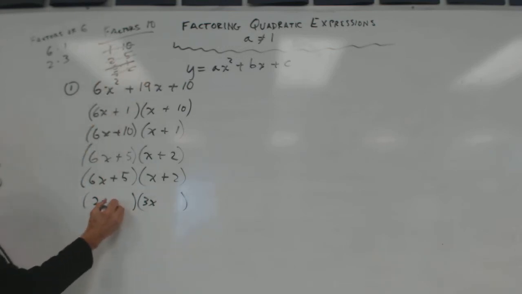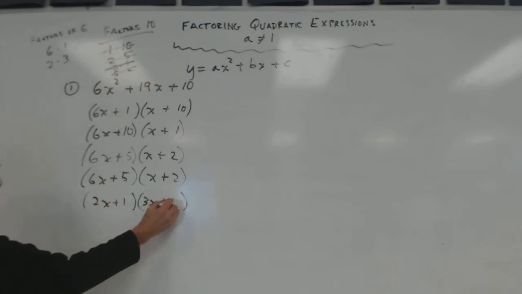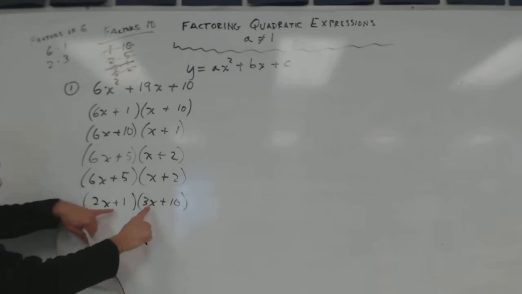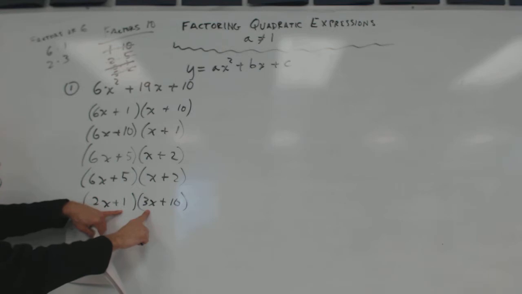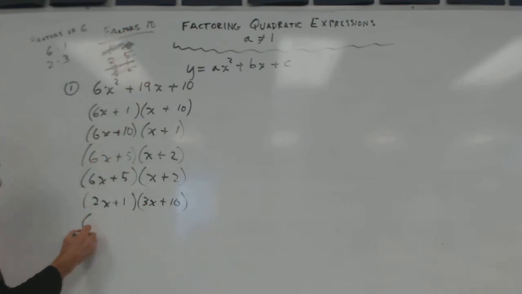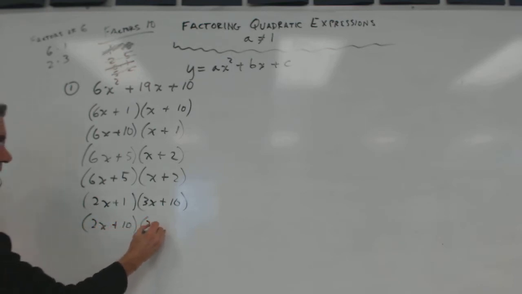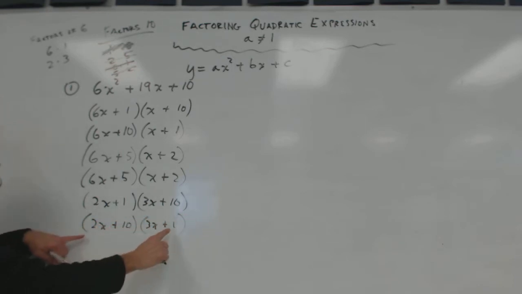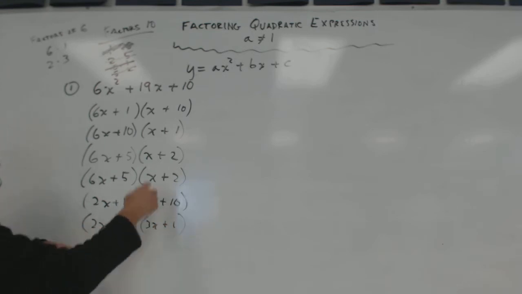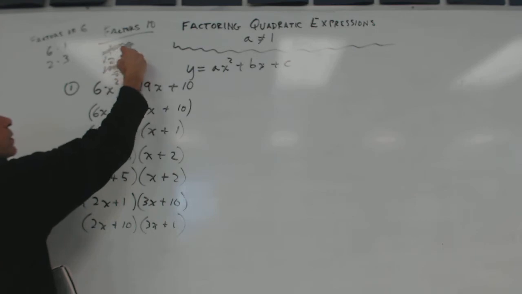So let's try it. So plus 1 plus 10. Let's try it. 20x plus 3x is 23x. Okay, it's definitely not that one. Nope. Okay, let's try it in reverse. 2x plus 10, 3x plus 1. We have 2x plus 30x is 32x. Definitely not that one, right?